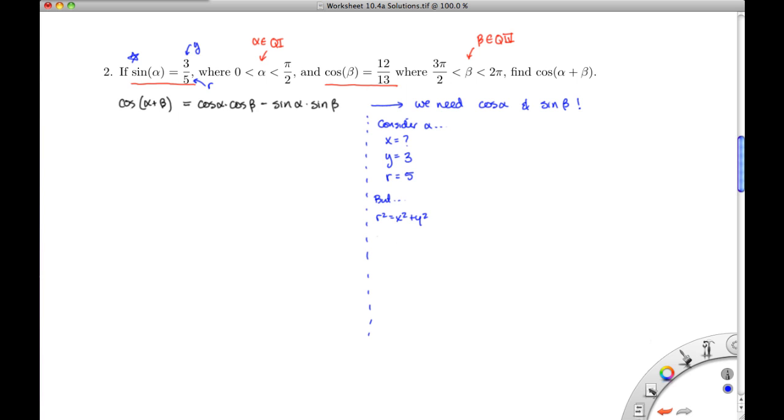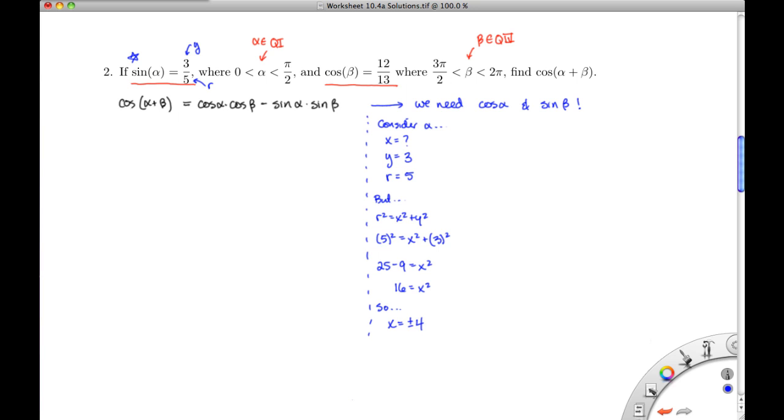So r, being 5 squared, is going to be equal to x squared plus y squared, which is 3 squared. So we're going to solve this for x. So 25 minus 9 is going to be equal to x squared. And we're going to get 16 is equal to x squared. We take the square root of both sides, and we get x is equal to plus or minus 4.